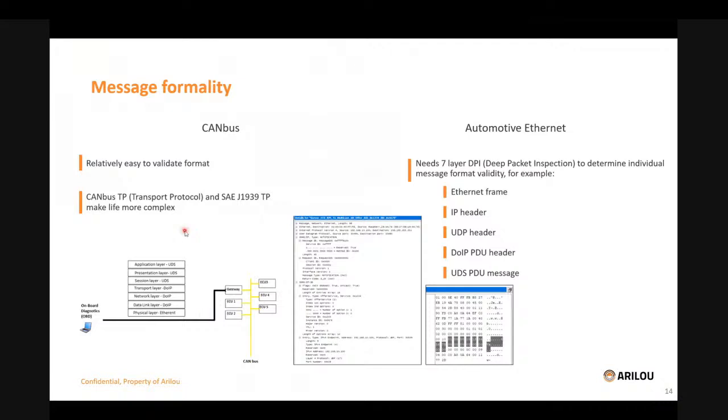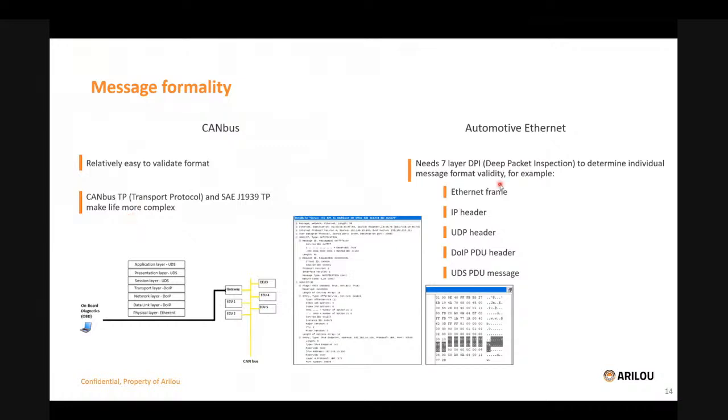Now that we are running inside the gateway, let's see what can be done. First thing, we would look at the message formality. For CAN bus, it's very easy. The message is very short, 104 bits. There isn't much place for imagination there. So we can look at the message format to make sure that it complies with the standard.